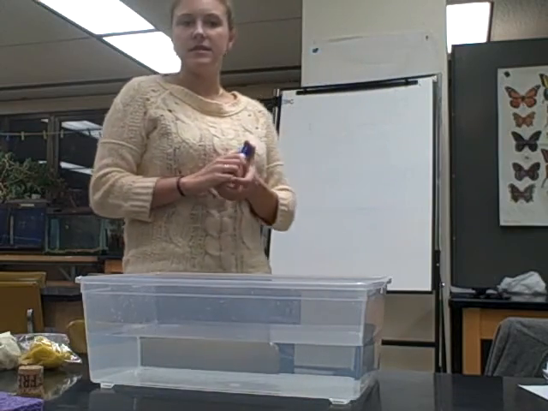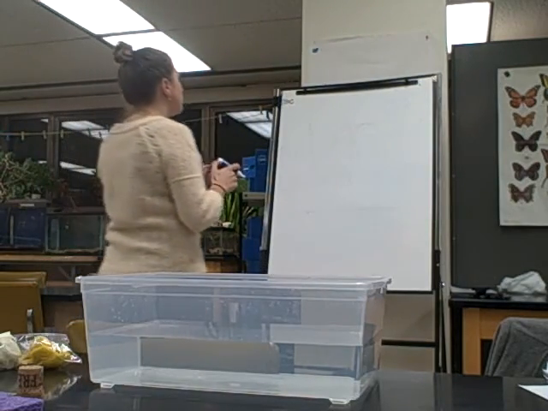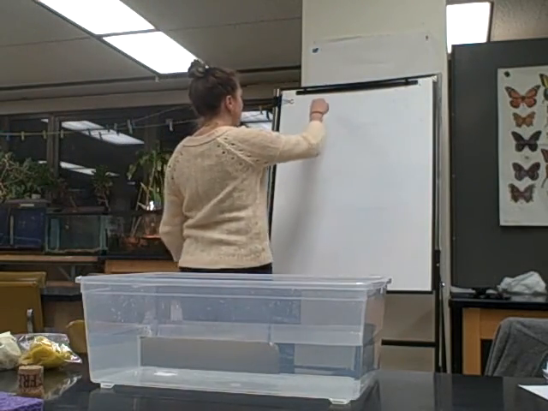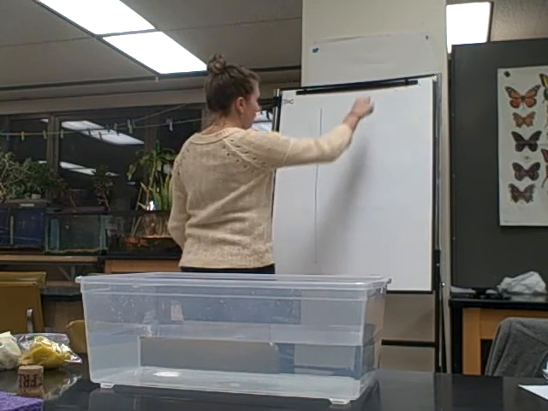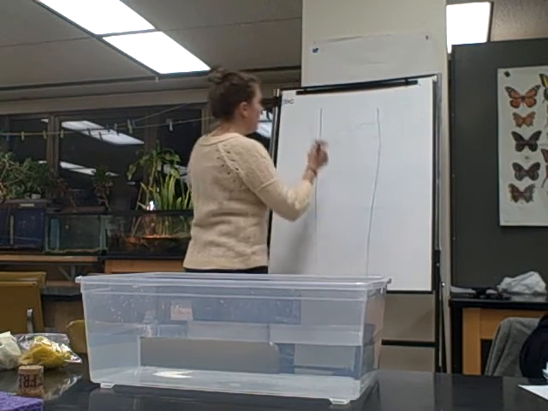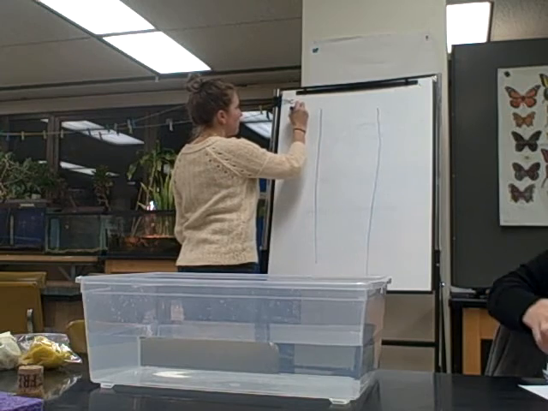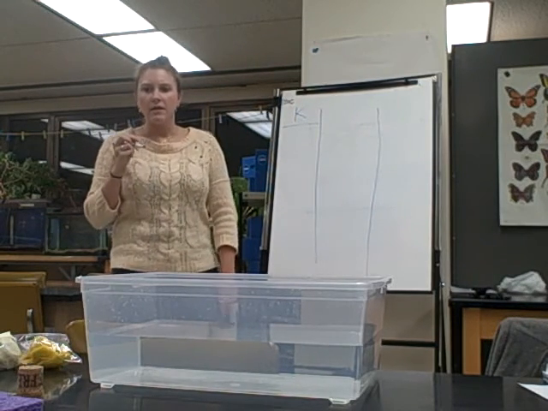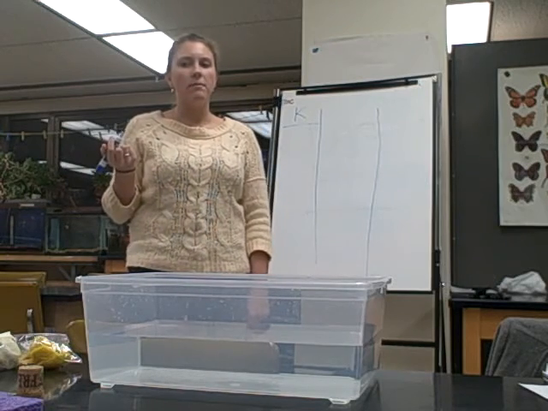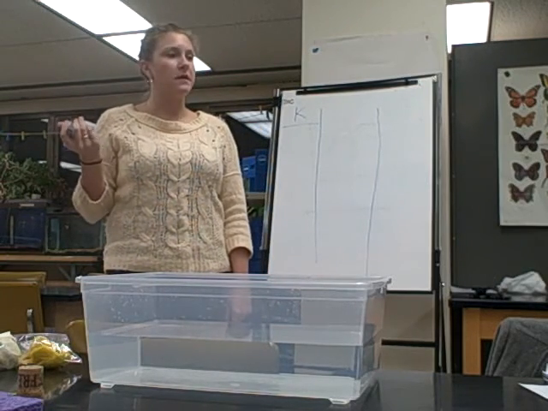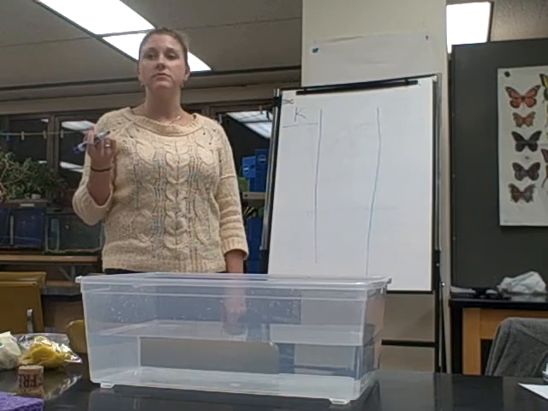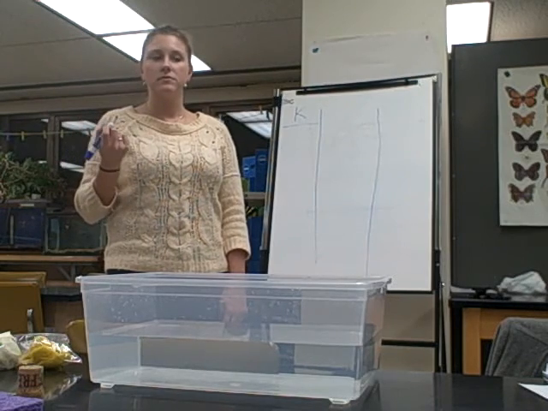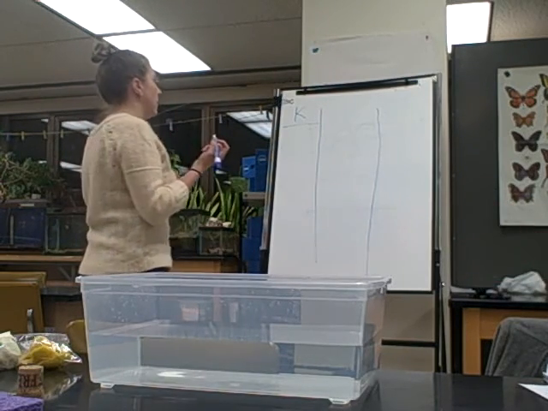So let's do this. I want you guys in your notebooks, we're going to make our 3 columns. Remember, columns are up and down. At the top of the first one, we're going to put a K for what we know. Can anybody tell me what they know about what makes something float, or an object that floats? Has to be really light. Yeah, it has to be light.